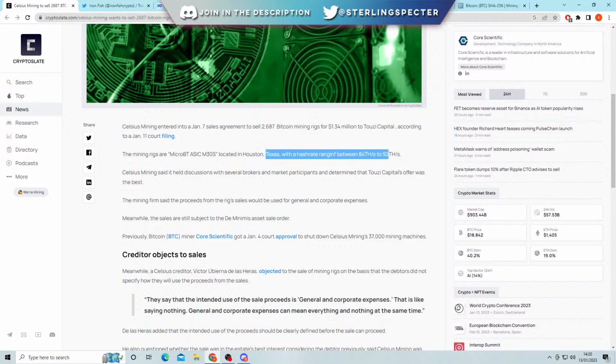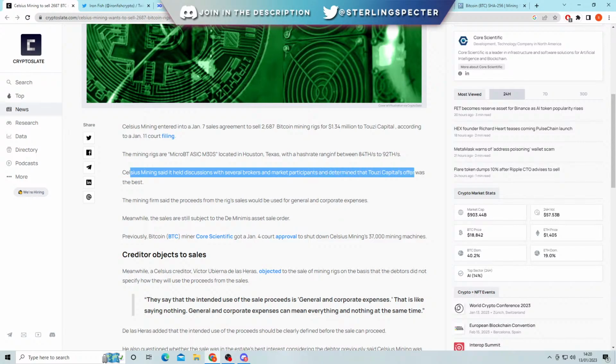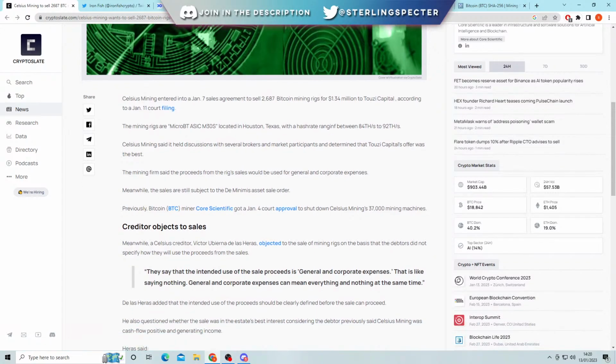Texas, with a hash rate ranging between 48 terahash to 92 terahash. They said that after discussions with several brokers and market participants, they determined that Whatever Capital's offer was the best. I mean, they could have sold them way higher, because right now they're at $1,400, and they only sold them for $500 a piece. So they're definitely trying to cut some losses and recuperate some of the prices they paid for it in the bull market.